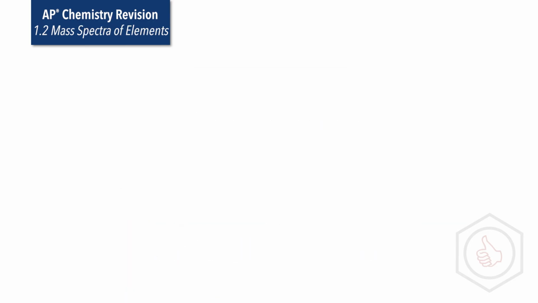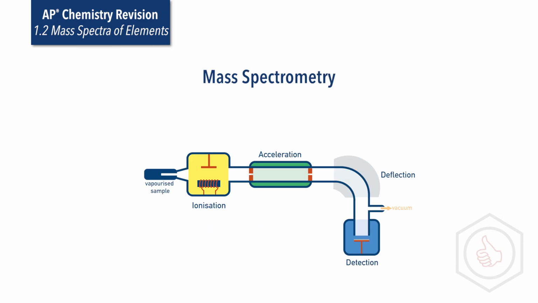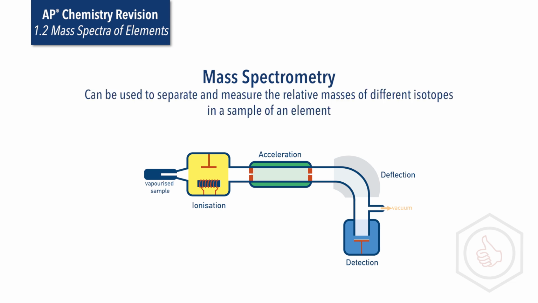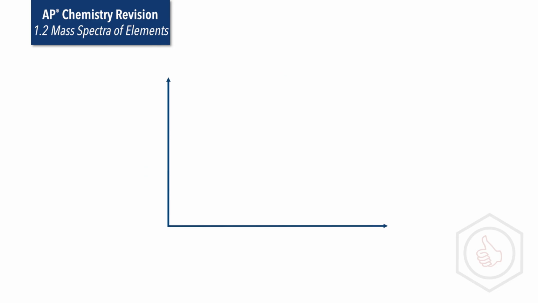Many elements in nature exist as mixtures of isotopes. Isotopes are atoms of the same element but with different masses. Mass spectrometry is a technique used to separate and measure the different isotopes in a sample of an element. The machine used in mass spectrometry, a mass spectrometer, produces a graph called a mass spectrum.